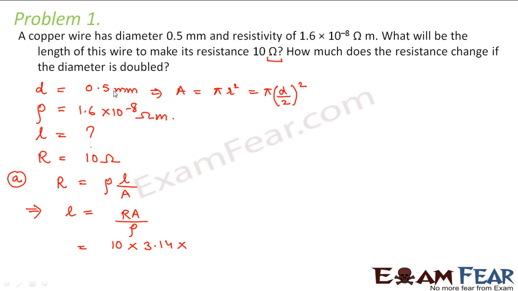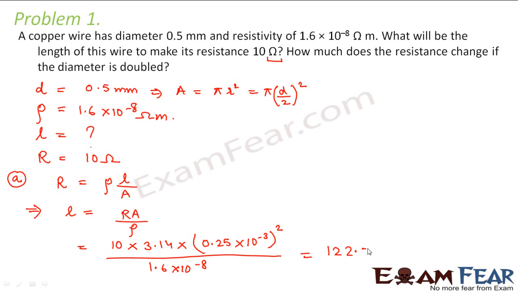What is D by 2? 0.5 divided by 2. So 0.25 into 10 to the power minus 3 whole square divided by rho, that is 1.6 into 10 to the power minus 8. So this comes out to be 122.72 meters. So this should be the length of the wire to make its resistance 10 ohms. Now let us look at the second part of the problem.